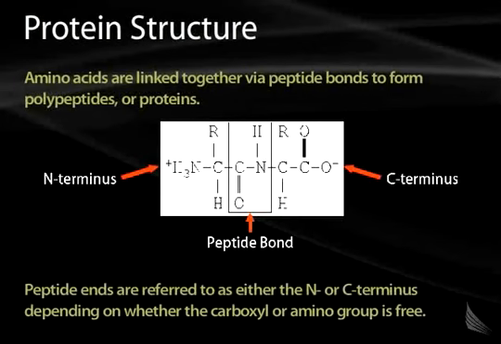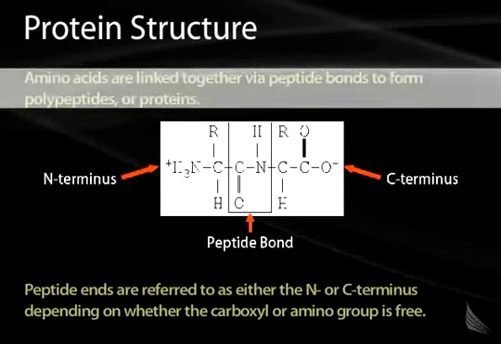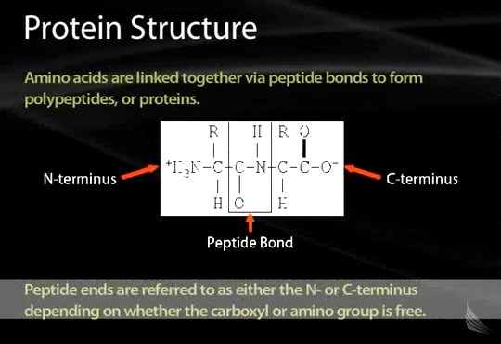Now, in order to form this long polymer we call a protein, the amino acids have to be linked together, and they're linked to each other via specialized bonds that we call peptide bonds. The peptide bonds are bonds between the amino group of one amino acid and the carboxylic acid group of the adjacent amino acid. Now, this creates a polarity in these proteins, such that we have one end of the protein which has a free amino group, and we call that the N-terminus, and the other end has a free carboxylic acid group, which we call the C-terminus.